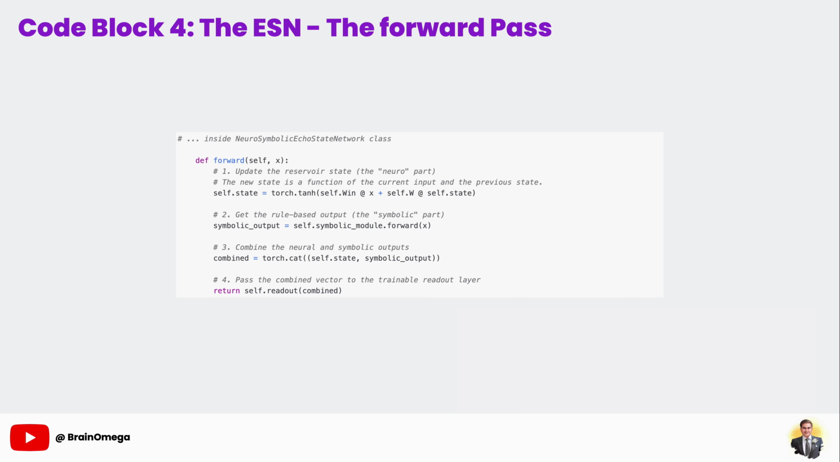This is our neurosignal. Second, in parallel, we call the forward method of our symbolic module. This takes the same input x and uses our hard-coded rules to produce the symbolic signal. Third, we combine these two signals. We use torch.cat to simply concatenate the reservoir state vector and the symbolic output vector into one larger vector. Finally, this combined vector, which now contains both the intuitive patterns from the ESN and the logical suggestions from the rulebook, is passed to our single trainable readout layer, which produces the final output scores for each possible action.